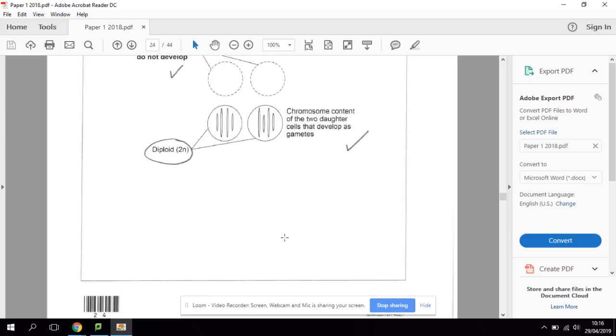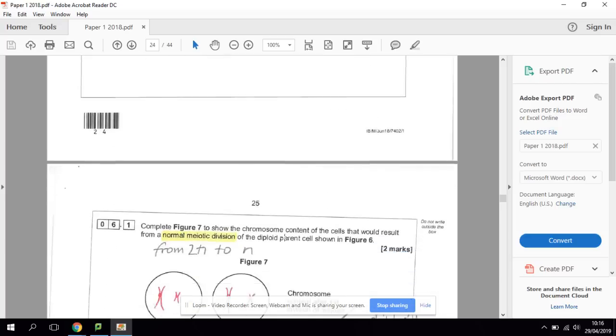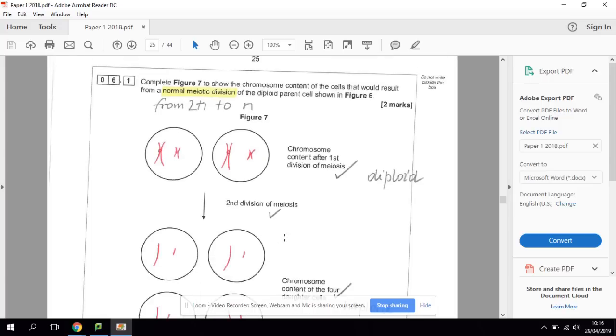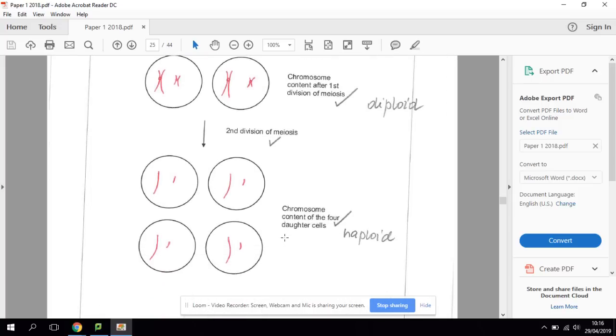Okay, so what we can then look at, of course, is the question: complete figure 7 to show the chromosome content of the cell that would result from a normal meiotic division. So we did say that after the first division, we are going to get 2 diploid cells because that's what meiosis is. And after the second division, we are going to get 4 haploid cells. So your drawing should look like this.